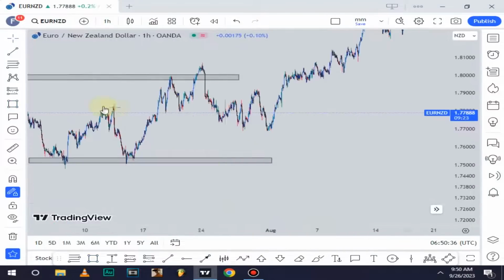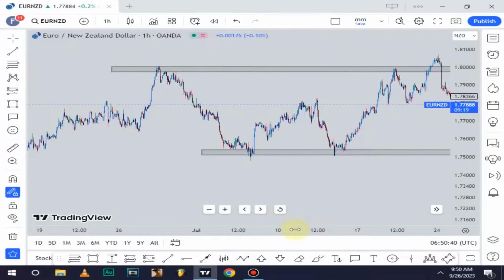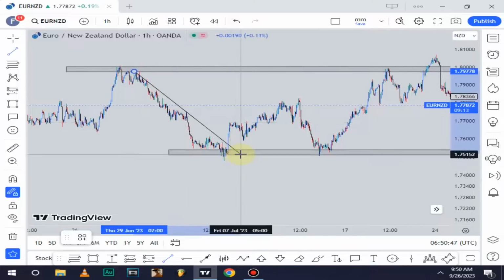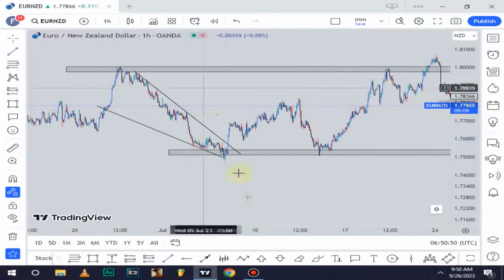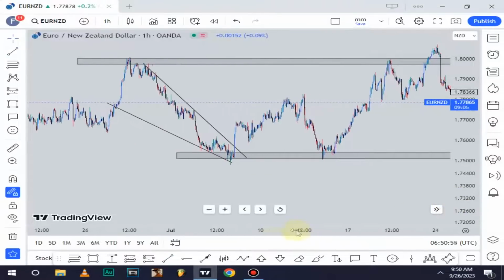So let's zoom in, guys. After identifying those structures, then now we draw our trend line and try to understand how the market approached a demand or a supply zone. So we can have that. Then we have this. Okay, that's what's up. Contraction channel.